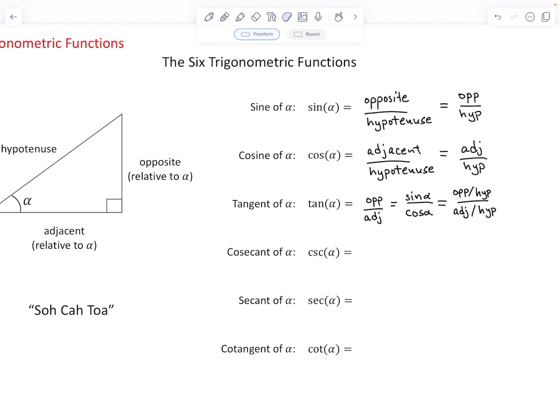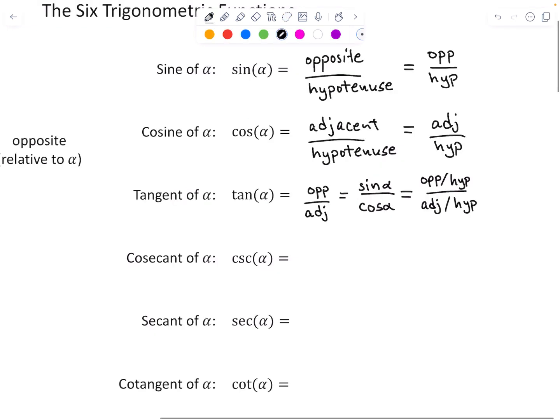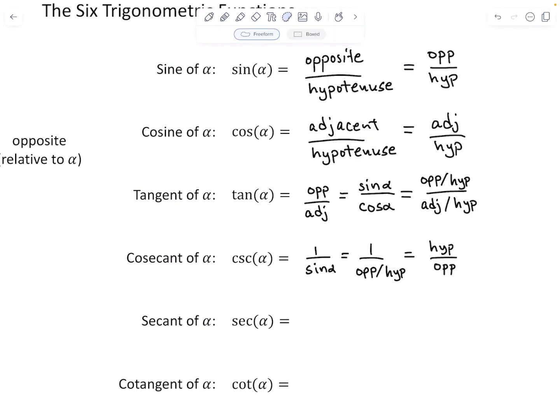The remaining 3 trig functions are simply the reciprocals of the first 3 trig functions. So the cosecant of alpha is the reciprocal of the sine of alpha, which is 1 divided by the opposite over the hypotenuse. But when you invert and multiply, that gives us the hypotenuse divided by the opposite. You'll notice that the cosecant of alpha is simply the reciprocal result of the sine of alpha.